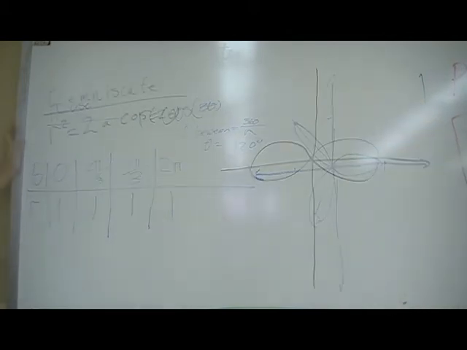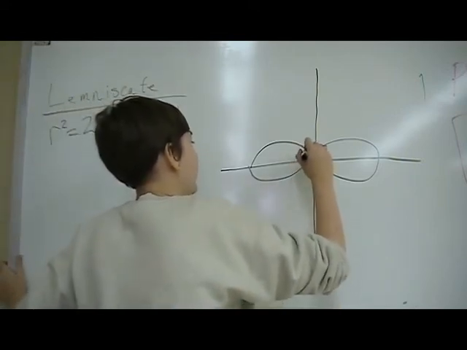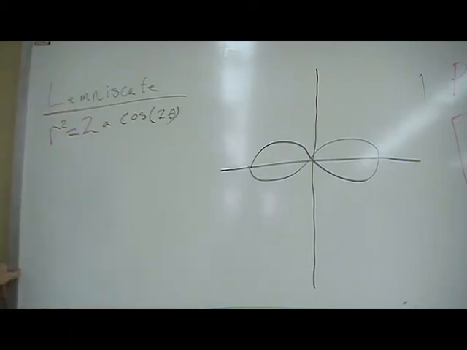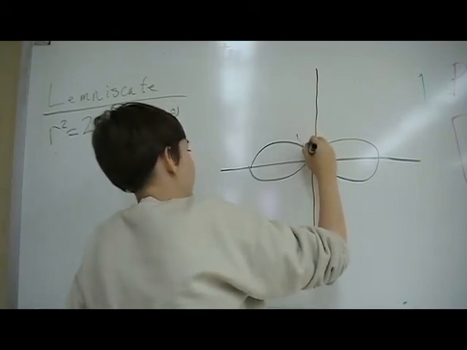Just like a rose. This is a graph for a lemniscate. You'll notice that it's very similar to the graph of a rose, but the main difference is that the vertical petals are actually imaginary because of the r squared. So if you drew it out, it would be something like this.